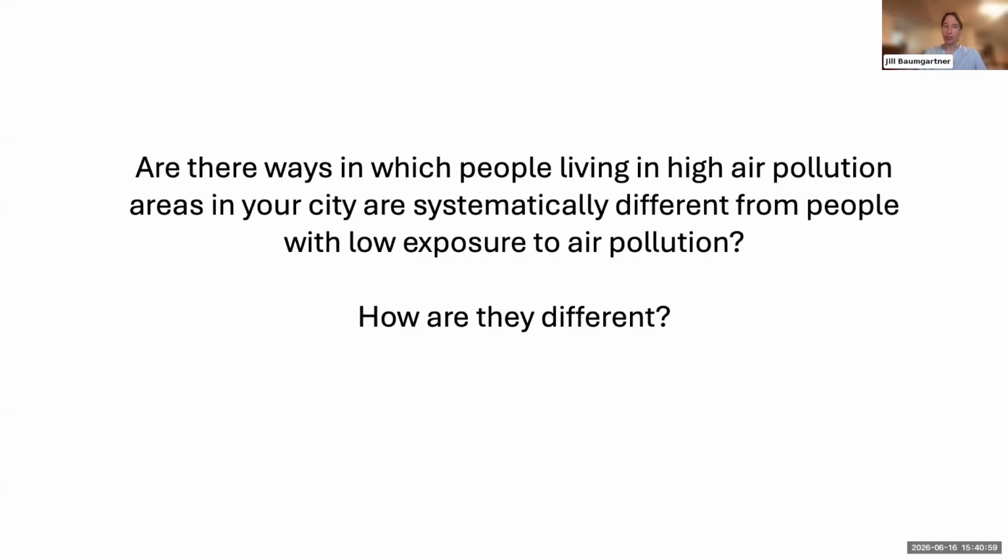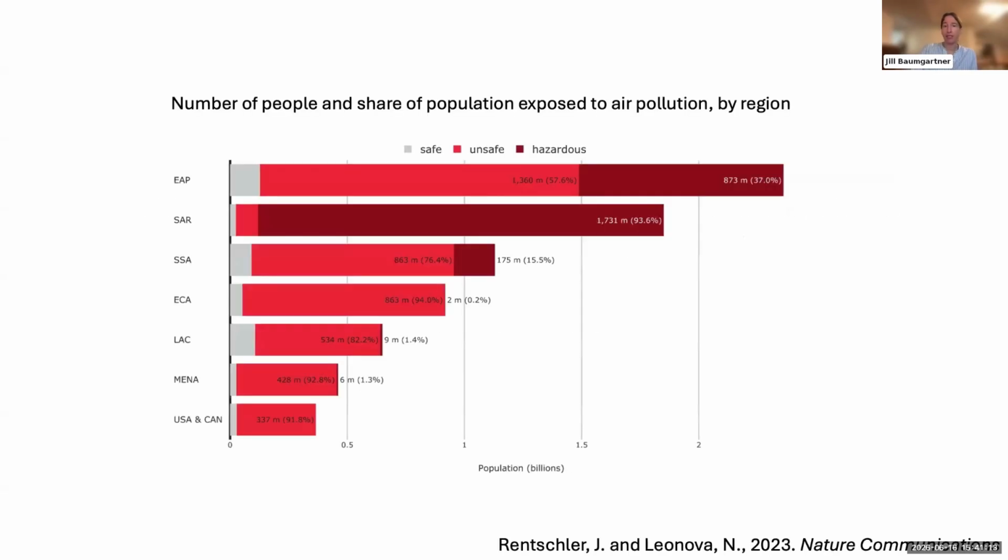Okay, this is a really good set. Nutrition is another example. So these are some ways in which people are maybe different, or maybe you've observed differences in people that are exposed to high levels of air pollution compared to people that are very low in any given city.